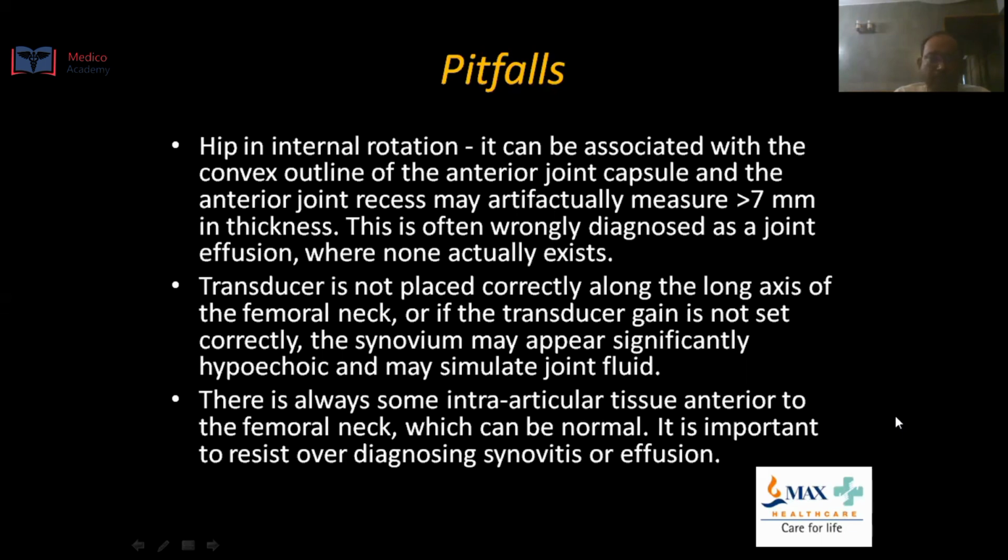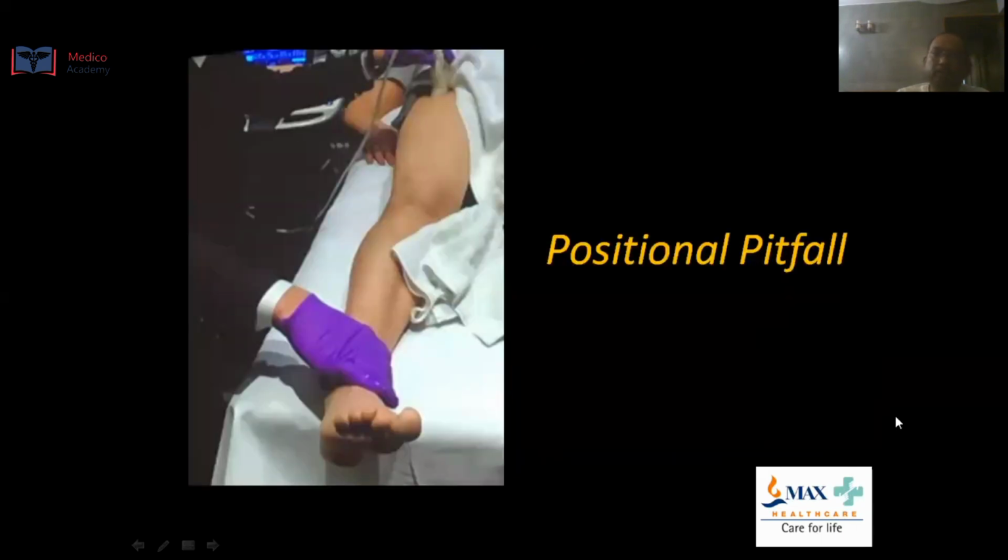If the transducer is not placed correctly along the long axis of the femoral neck, or if the transducer gain is not set correctly, the synovium may appear significantly hypoechoic and may simulate joint effusion. Similarly, there is always some intra-articular tissue anterior to the femoral neck, which can be normal, so it is important to resist overdiagnosis of synovitis or effusion. This is the positional pitfall where we are assessing the anterior hip and there is some internal rotation of the hip joint.